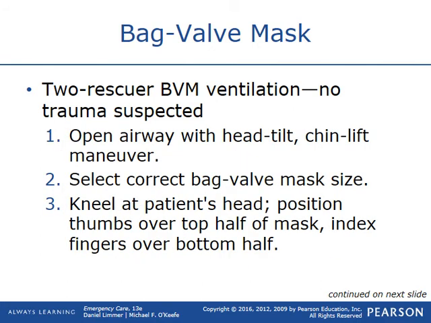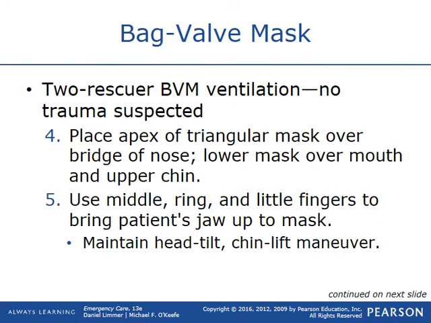For your two rescuer BVM ventilations, again with no trauma suspected, you'll open the airway with a head tilt chin lift. You'll select the correct size bag and mask. If they're an adult, you just get the adult bag and the adult mask. You'll kneel at the patient's head, position your thumbs over the top half of the mask and index fingers over the bottom half. You'll place the apex of the triangular mask over the bridge of the nose and the lower portion of the mask over the mouth or upper chin.